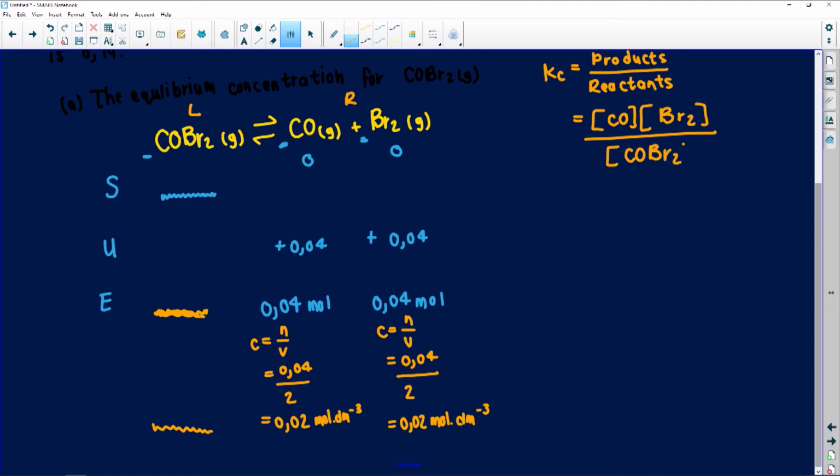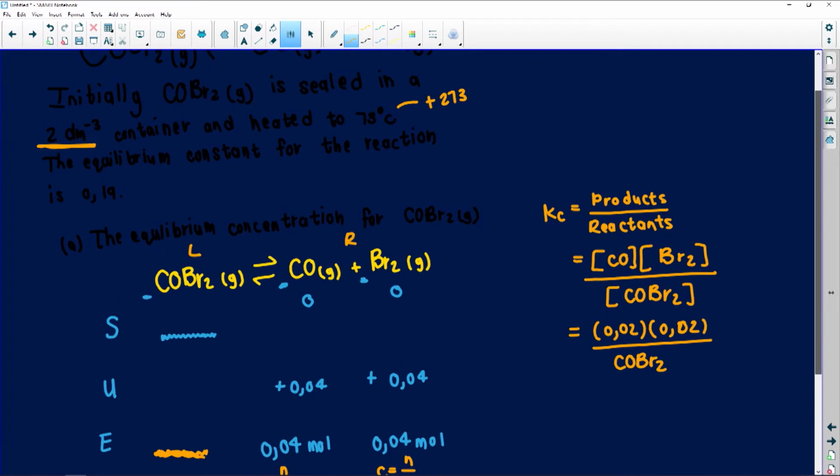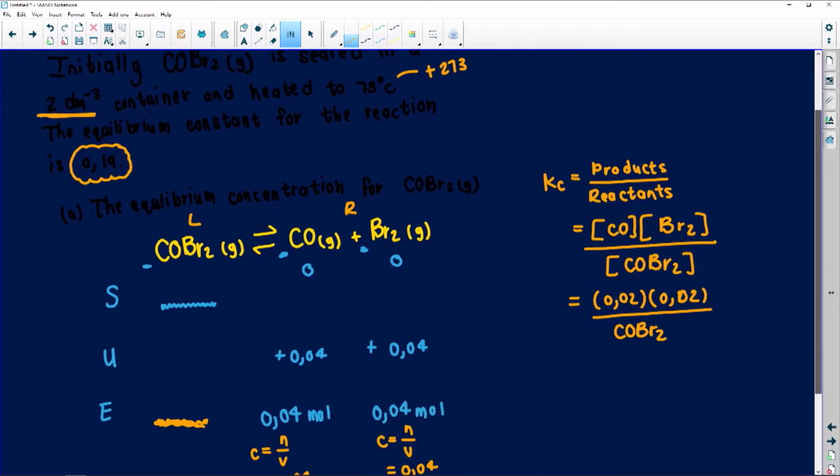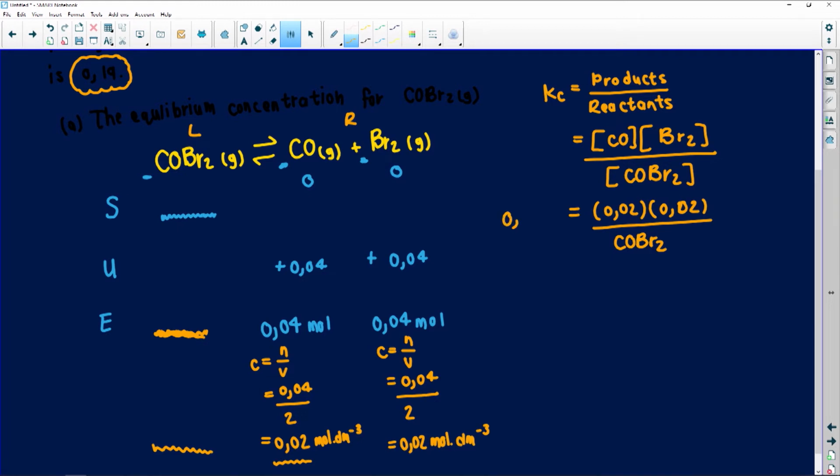You'll see when you get to university, they stop writing the word concentration and just put brackets. So now these brackets represent concentration. We've calculated our values as concentrations. So for CO, I have 0.02. For Br, I also have 0.02. All over, my reactant is the one that I don't have, which is COBr2. Looking at this question, they told us that the equilibrium constant for the reaction is 0.19. This tells us that the Kc value for this is 0.19.